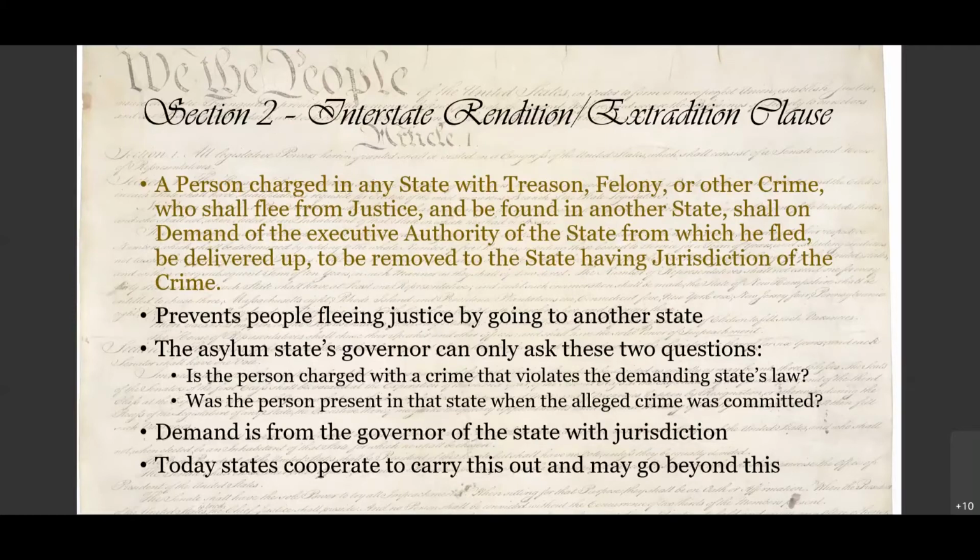Okay, so what's all this mean? Essentially, it prevents people fleeing from justice by going to another state. Can't commit a crime in California and then run to Nevada and say, oh, I'm in another state, nothing applies, you can't come and get me.